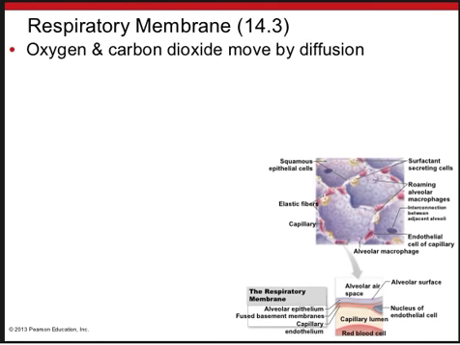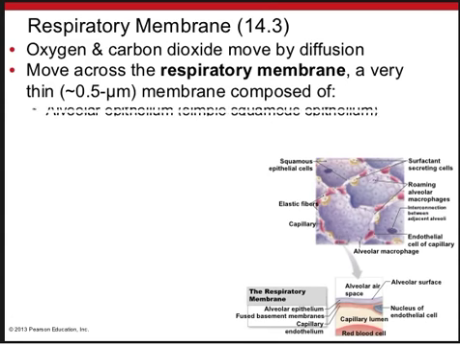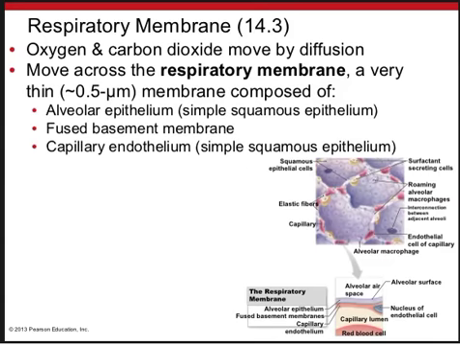The respiratory membrane, as we discussed earlier, is simply the epithelial tissue of the alveoli, the basal lamina, and the endothelial cells of the blood vessels on the other side, the superficial side of the lung tissue. Oxygen and CO2 move through this membrane by diffusion. This is only a half micron thick layer. And very important to understand that it's the extremely narrow nature of this membrane that makes it effective at gas exchange.